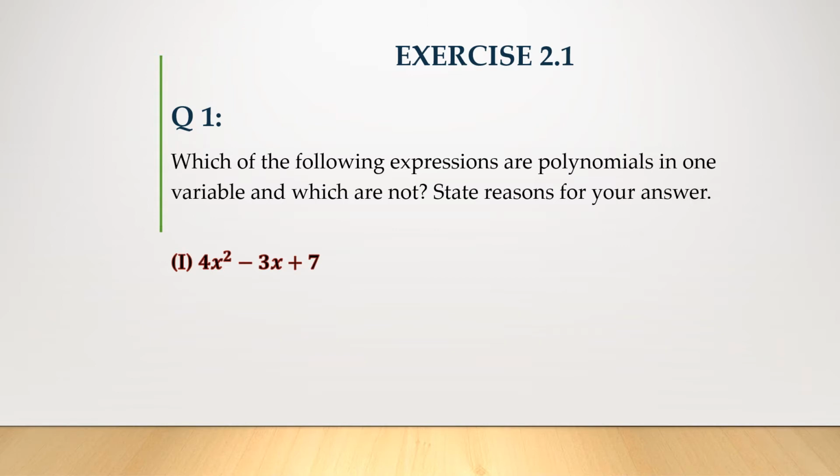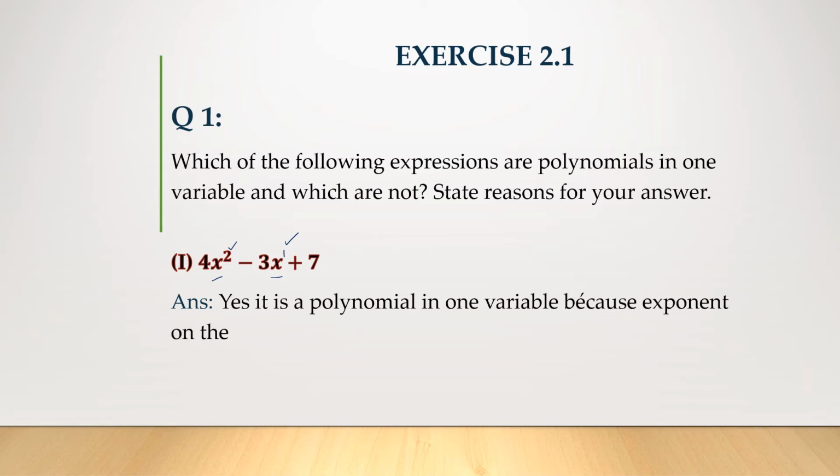First part is 4x square minus 3x plus 7. Now how do we find whether the given expression is a polynomial? We just have to see the exponent on the variable. Here the exponent on the variable is 2, a whole number. Exponent on the variable is 1, a whole number. And the variable here is 1 only. So its answer will be yes. Yes, it is a polynomial in one variable because exponent on the variable in each term is a whole number.